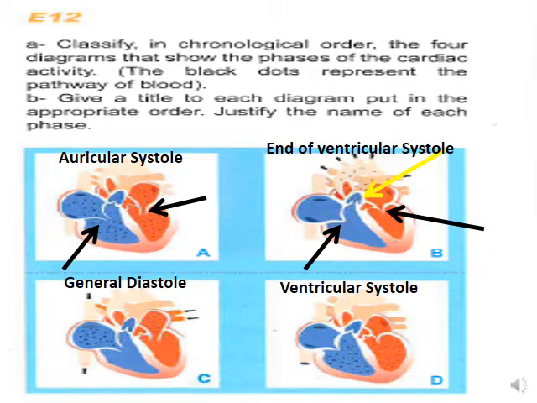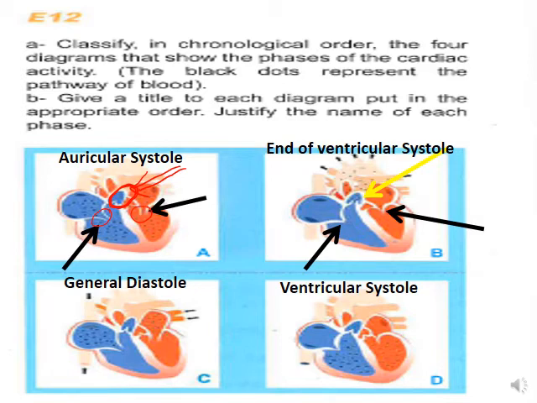Let's start with phase A. Phase A, the blood is moving from the auricles to the ventricles. The bicuspid and tricuspid valves are open here, and the blood is moving from the auricles toward the ventricles, while the sigmoid valves are closed. So this is the auricular systole. So figure A is the auricular systole.